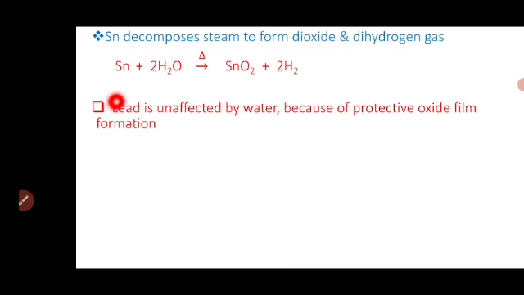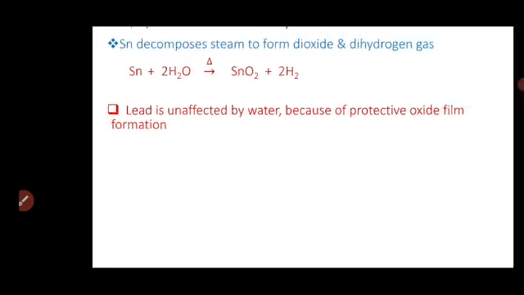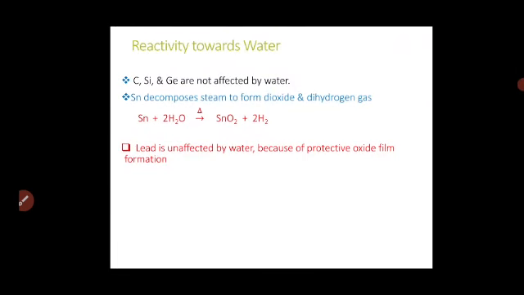Now what happens to lead? Lead is unaffected by water because of protective oxide film formation. Means one layer is formed which does not show any action of water on that metal. Means metal lead is itself protected by forming a cover.